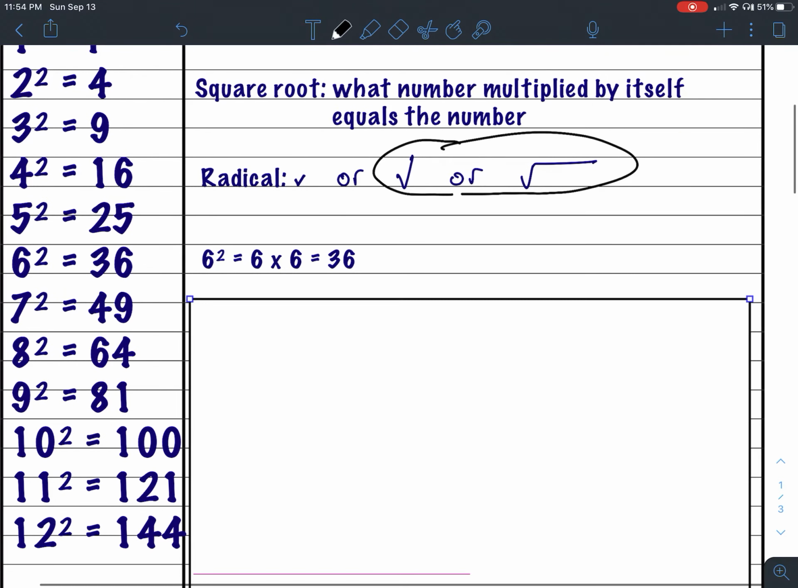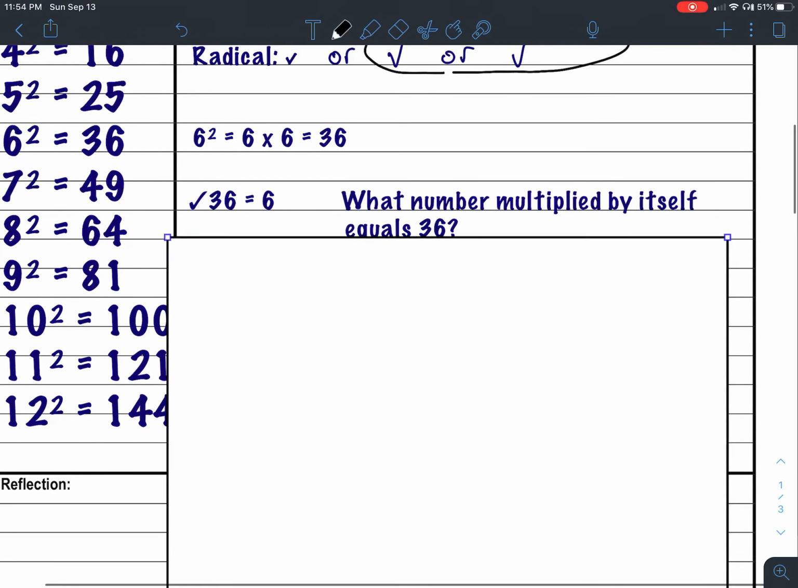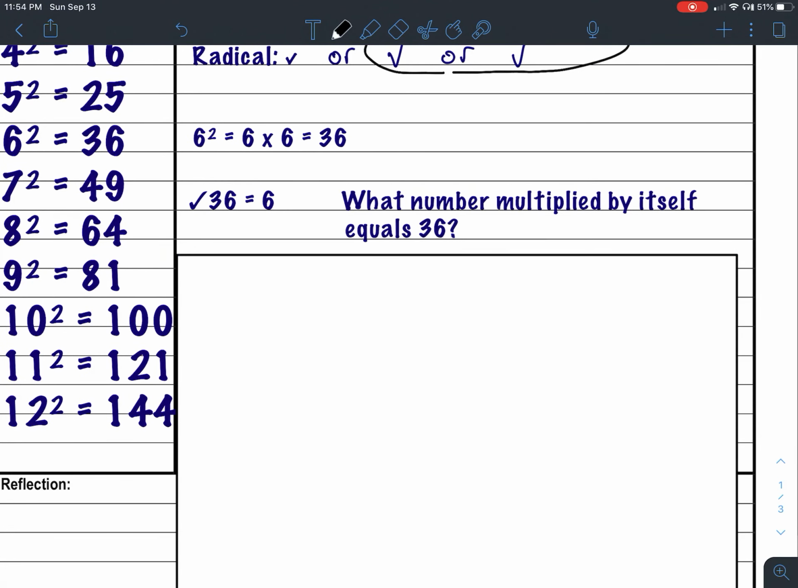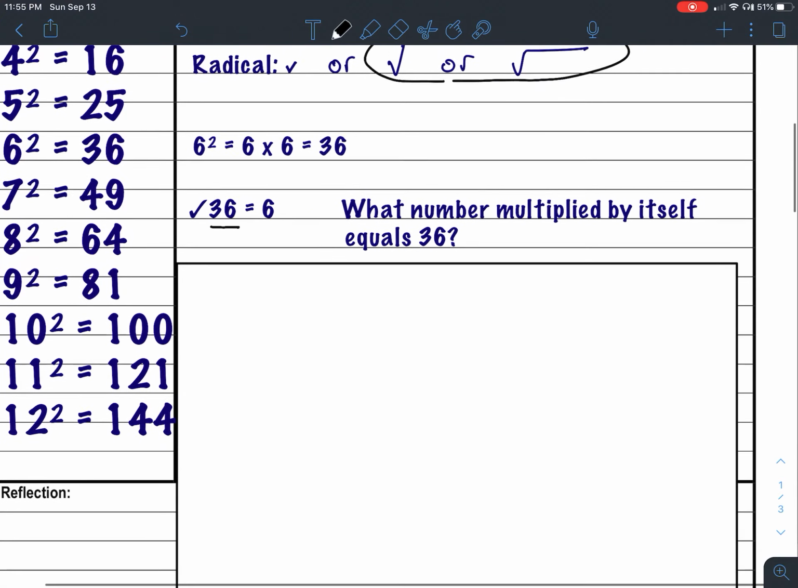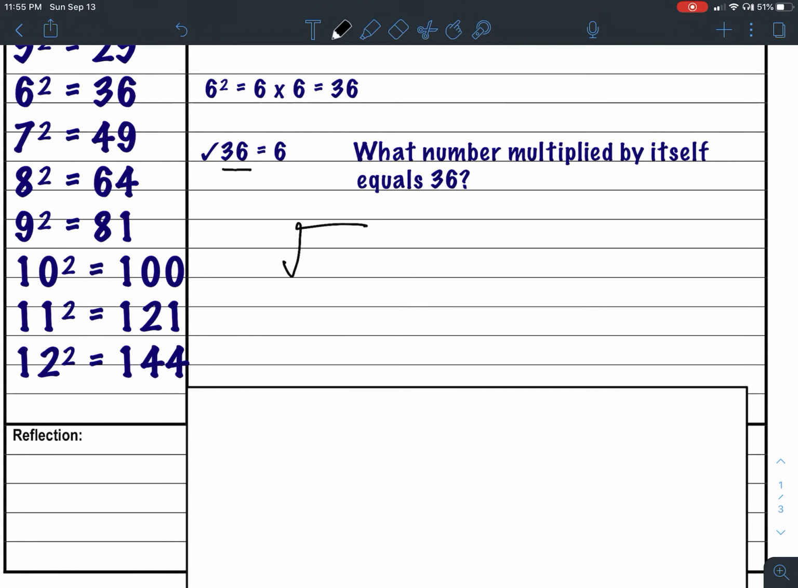So my examples. First, for a perfect square, 6 squared, or 6 times itself, 6 times 6 is 36. Now, if I asked you what is the square root of 36, I want to know what number times itself is equal to 36. That is, of course, 6. So what number multiplied by itself equals 36? 6.